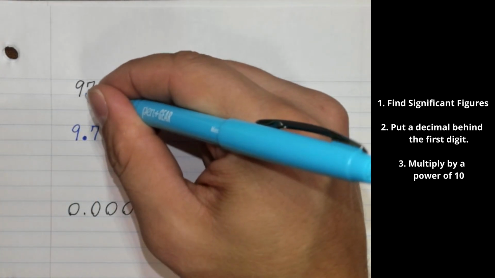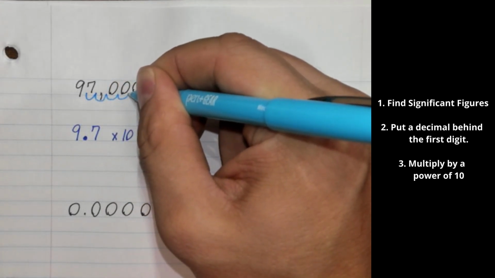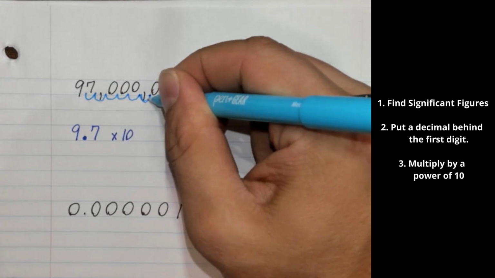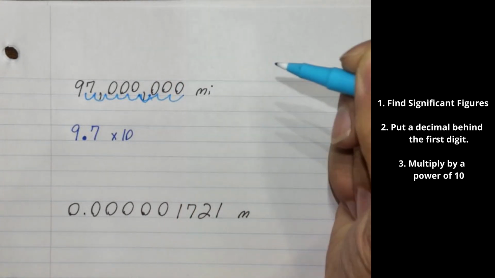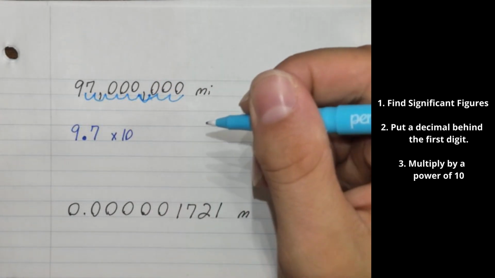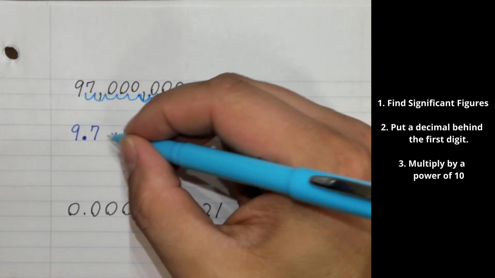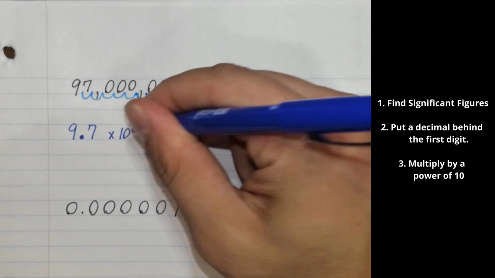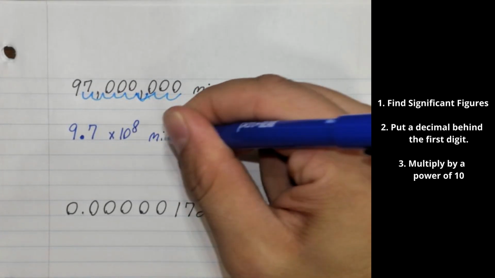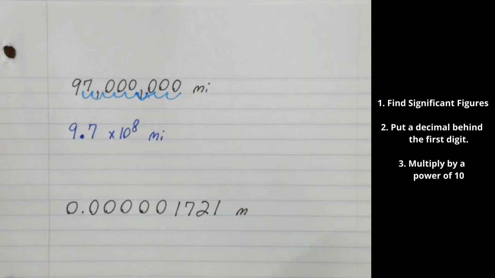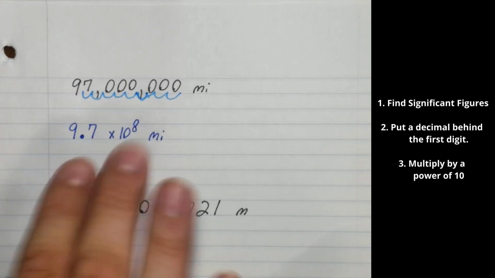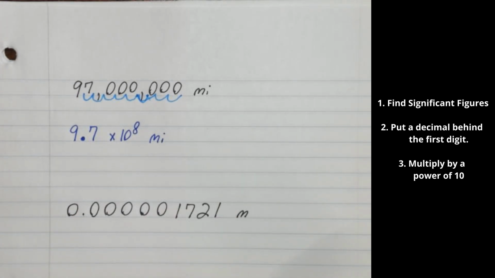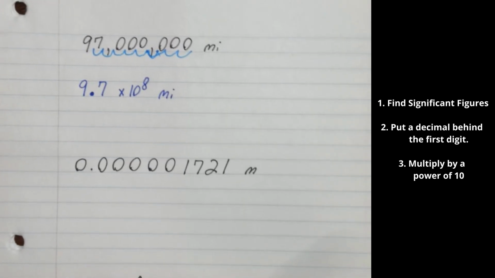All right, let's count. 1, 2, 3, 4, 5. Ooh, that one doesn't count. 6, 7, 8 times. Okay, so it would be 9.7 times 10 to the 8th power. These would be equivalent miles. So that's just a shortcut way to write 97 million: 9.7 times 10 to the 8th power. It also works for very small numbers.